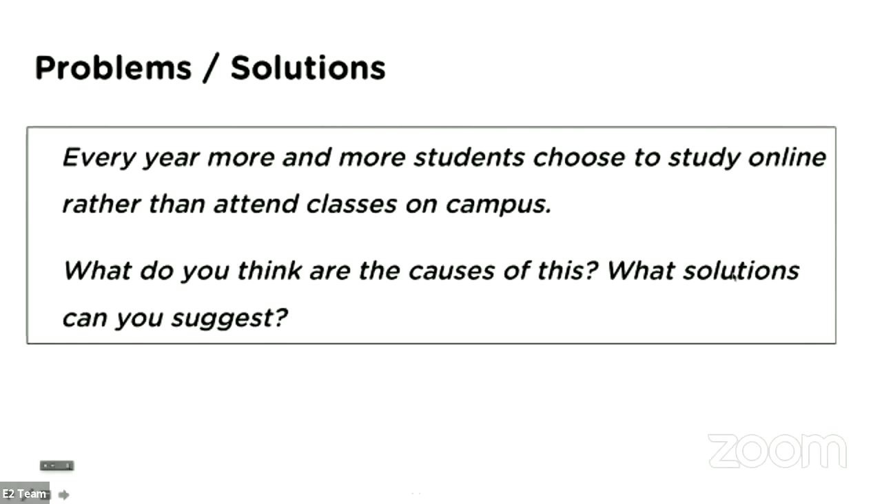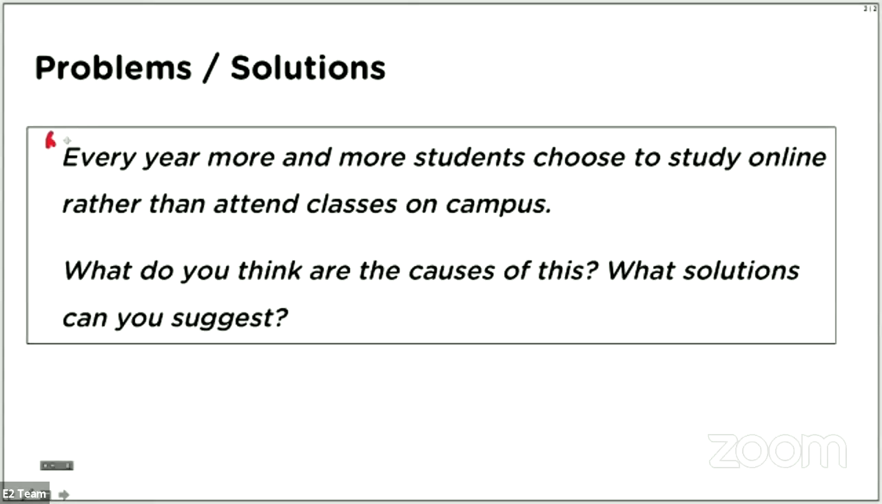So first, we're going to base today's lesson on the problems solutions essay prompt, because I think it's probably one of the more difficult ones. Let's read this question prompt. It says, every year more and more students choose to study online rather than attend classes on campus. What do you think are the causes of this, and what solutions can you suggest?